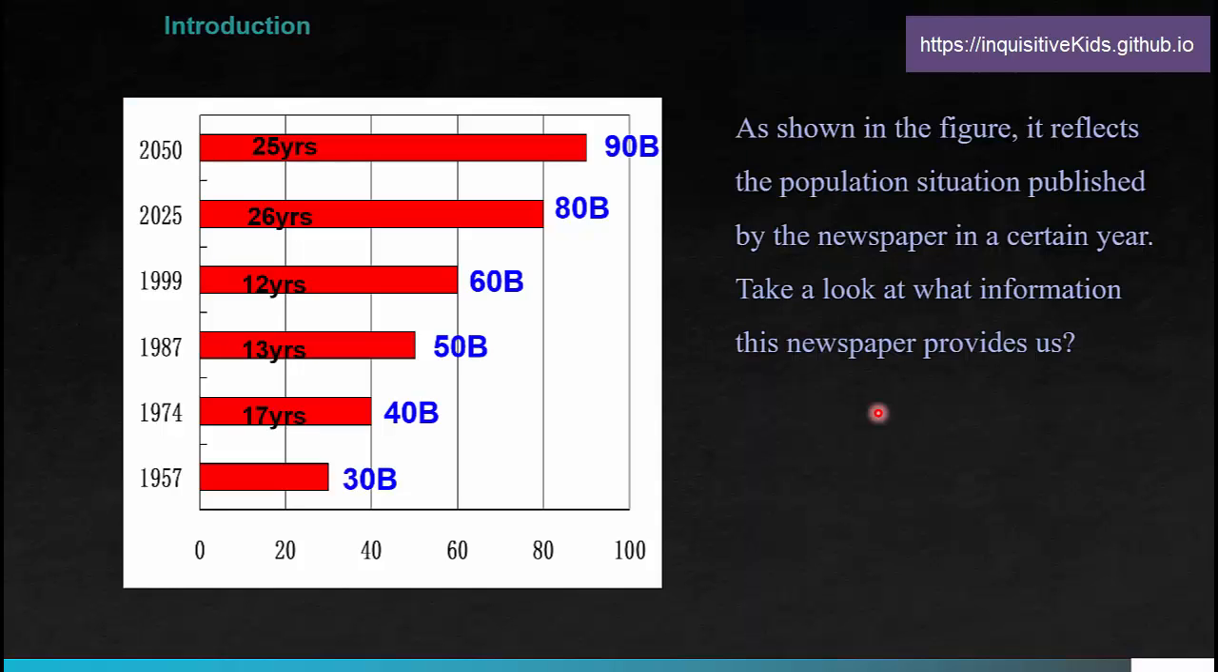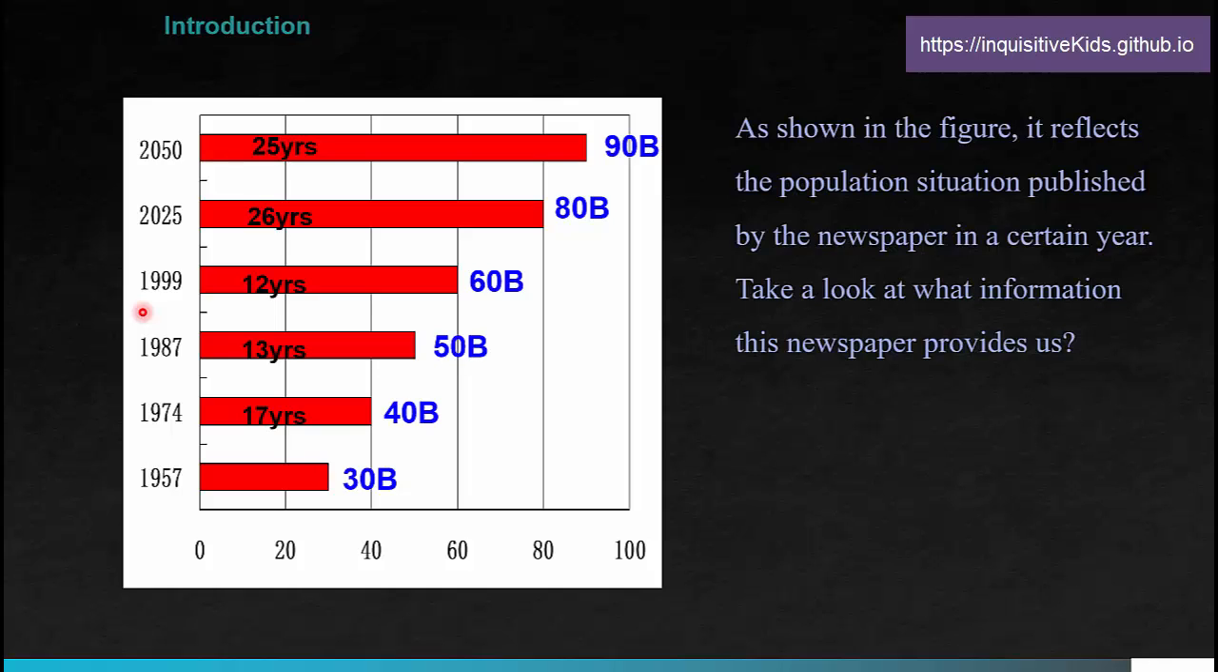Introduction. As shown in the graph, it reflects the population situation published by the newspaper in a certain year. Take a look at what information this newspaper provides us. So as you can see over here, this is a bar chart from the publishing of a newspaper from a certain year. Now I want you to think about what type of information we can get from this. What type of data does this represent?